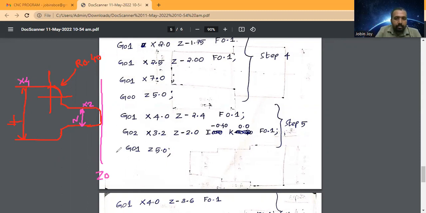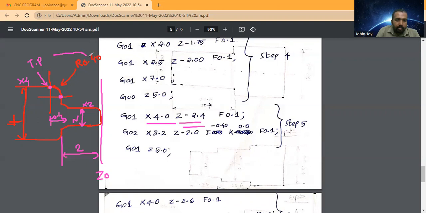Okay, so I will position the tool at x4, that is this line, and z is equal to minus 2.4. Minus 2.4 means, this distance is given as 2, so 2 plus this arc radius. This is 0.4, so 2 plus 0.4 is 2.4. This is the TP, the tool's position: x4 and z minus 2.4, and feed is given 0.1. Then I will tell the tool to move here.